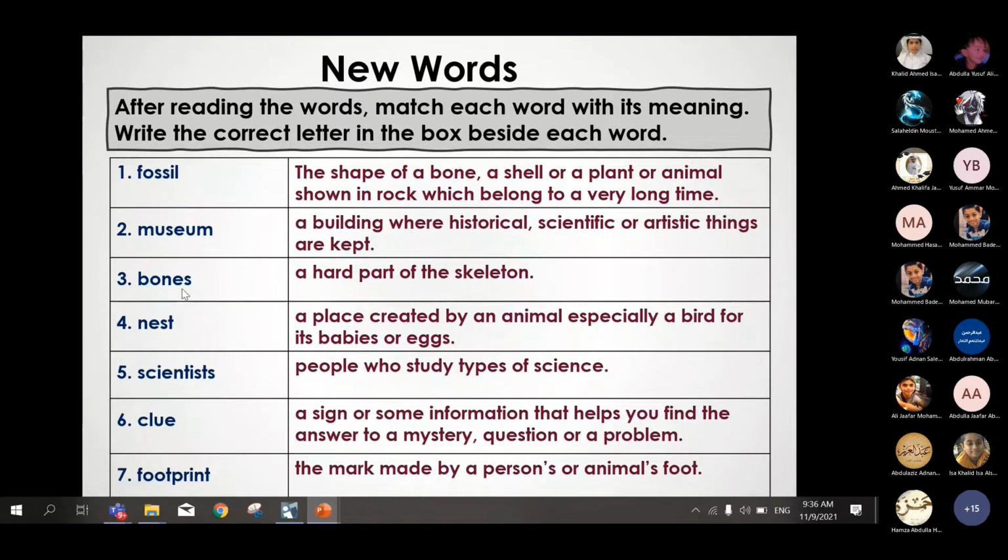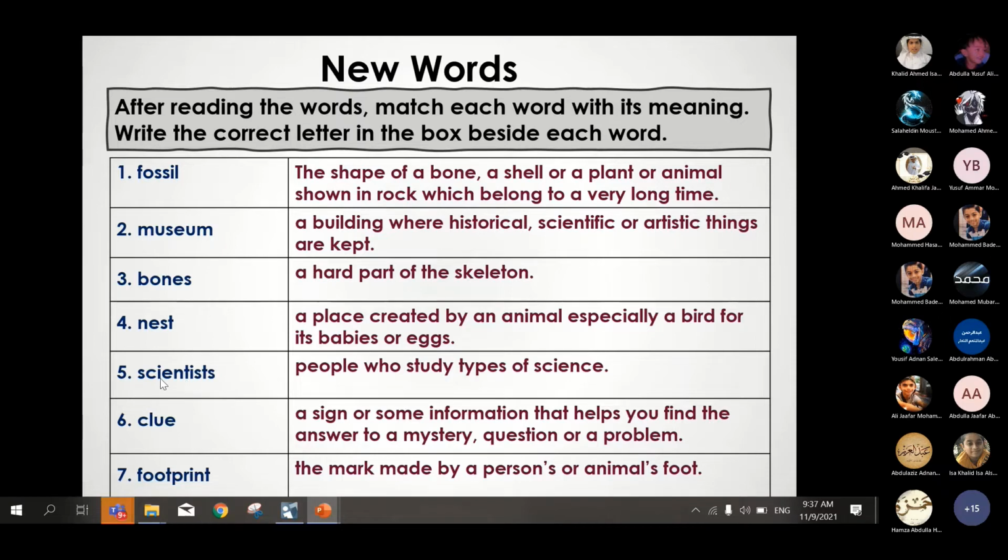Bones. Yeah, bones are the hard part of the skeleton. Before we had the skeleton, okay, and the bones are the hard part of the skeleton. Right, number 4. Nest. Yeah, it's for birds. The nest is a place built or created by an animal, especially a bird, for its babies or eggs. Number 5, right? Scientists.